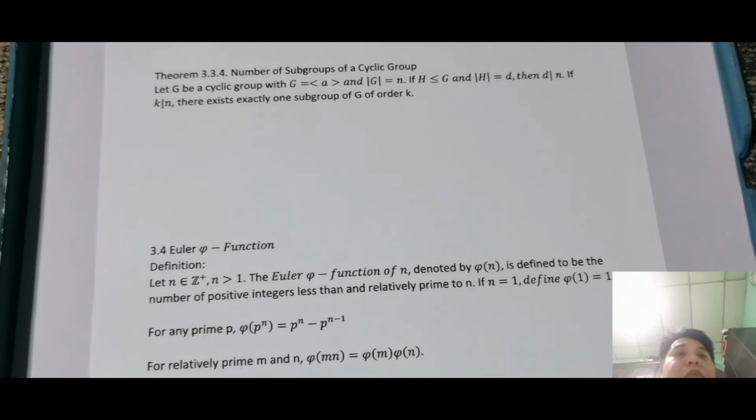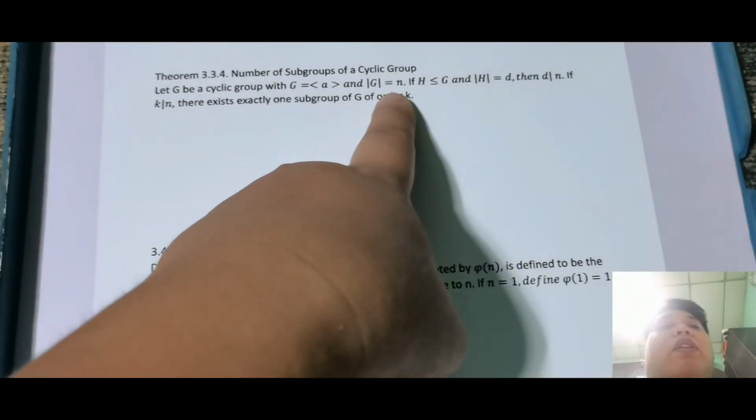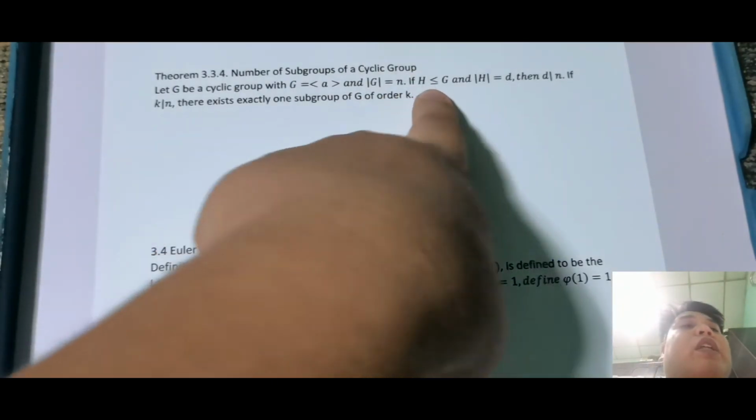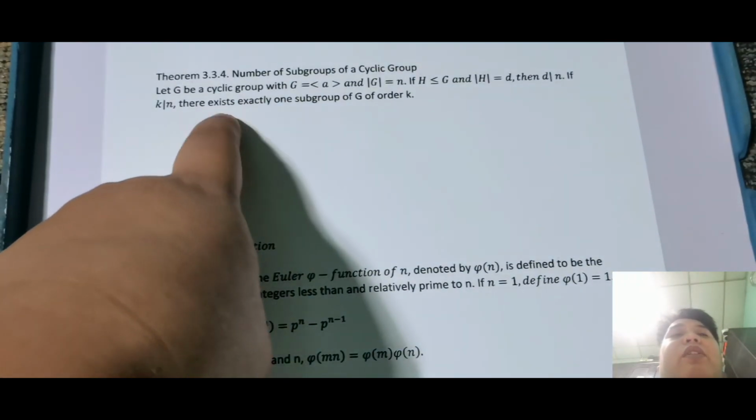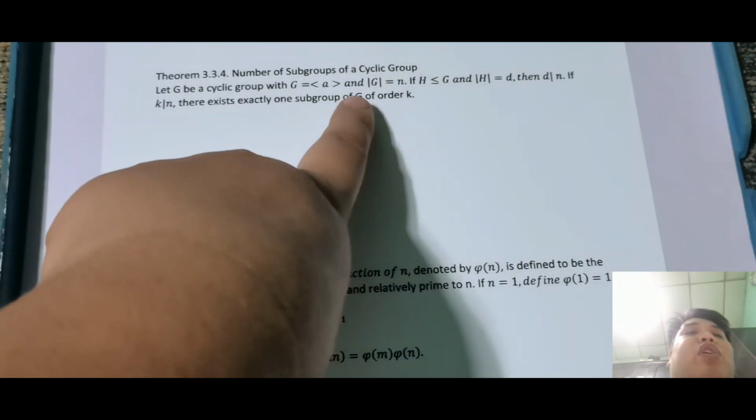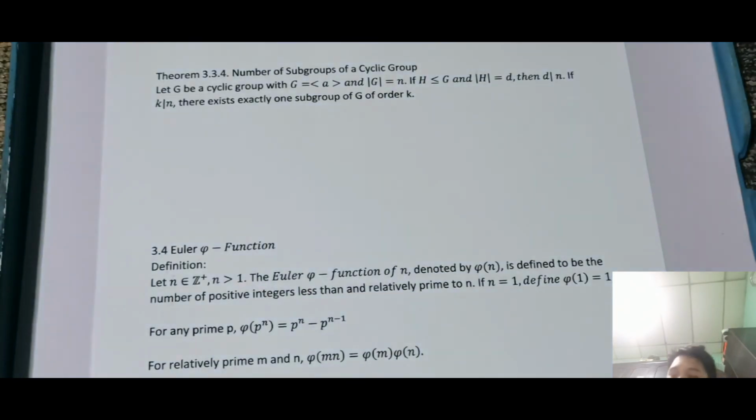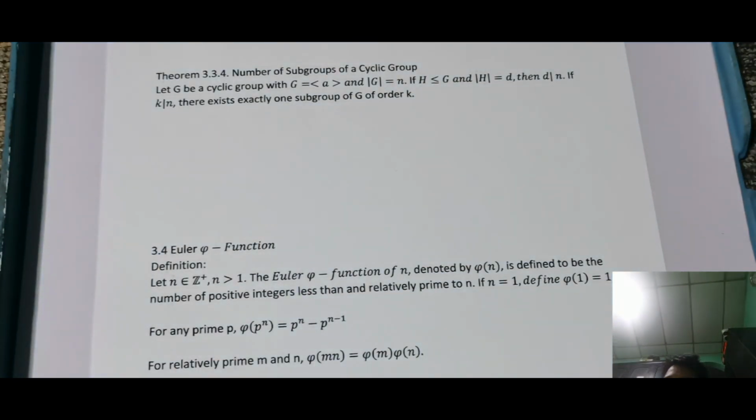If H is a subgroup of G and the order of H is d, then d divides n. Ulit ka lang ha, the order of G is equal to n and H is a subgroup of G and the order of H is d, then d divides n. If k divides n, then there exists exactly one subgroup of G of order k. Okay, so of order k.